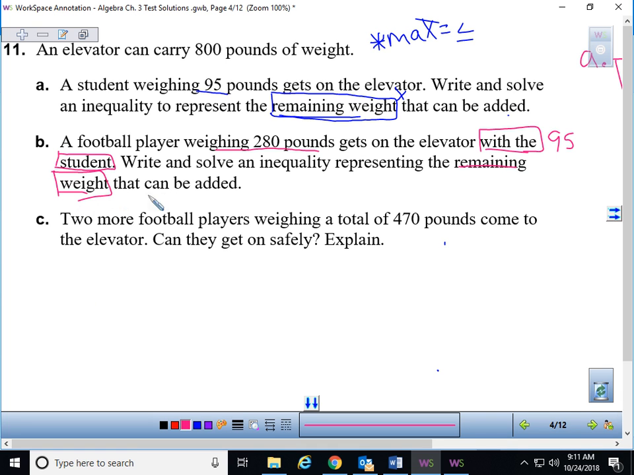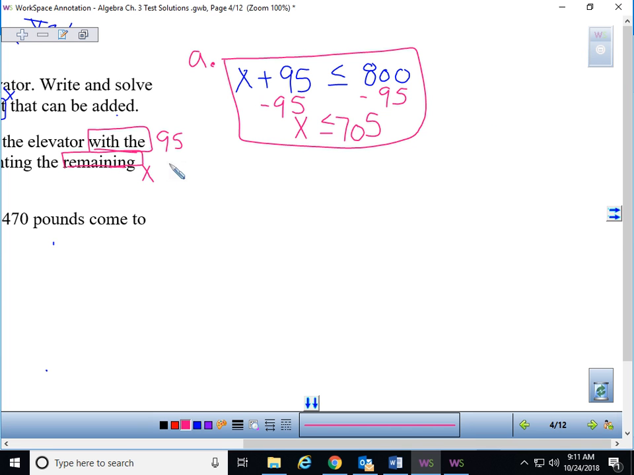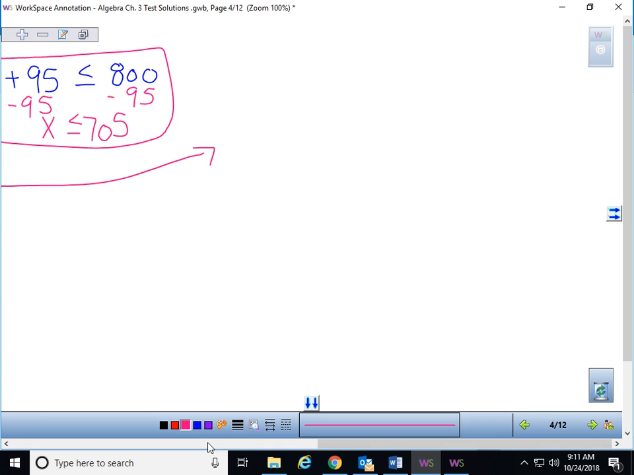Just like in A, the remaining weight is unknown to us. We don't know how much is left yet. I don't know how many other people are going to get on. I don't know what the total weight will be. So that's going to be my variable, or my x. So let me go way over here. There are two ways to write this. So option 1.